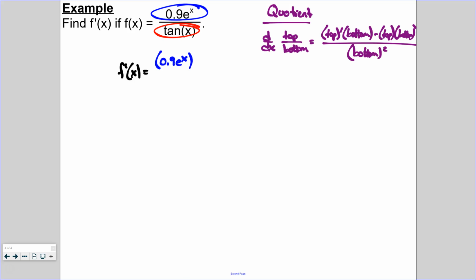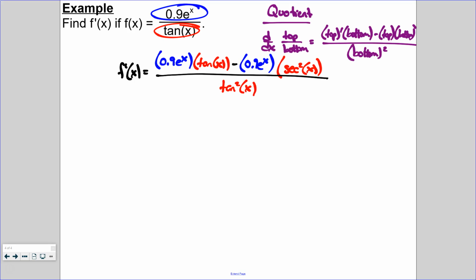So boom, done. Then multiply times the bottom, which is tangent of x, minus the top, which is 0.9 e to the x, times the derivative of the bottom, and the derivative of tangent is secant squared of x. And this is all going to be over the denominator squared, which is tangent squared of x.